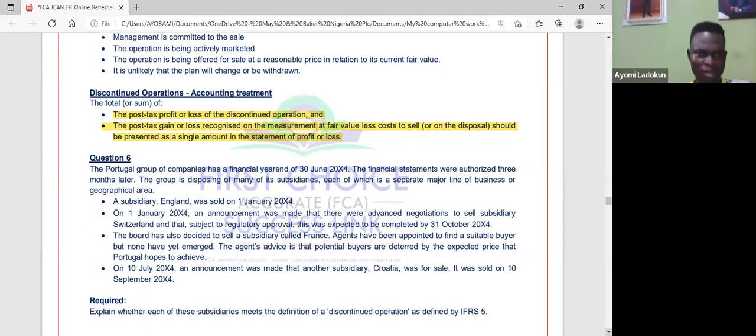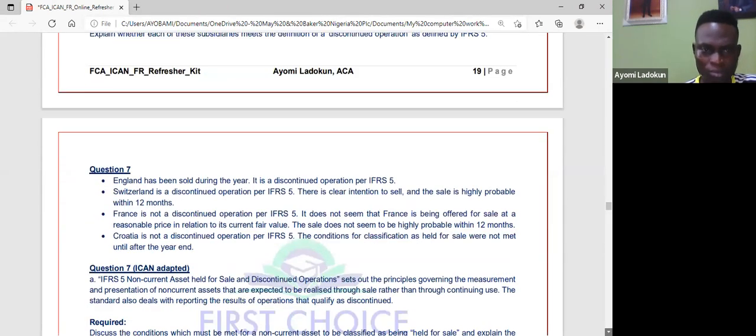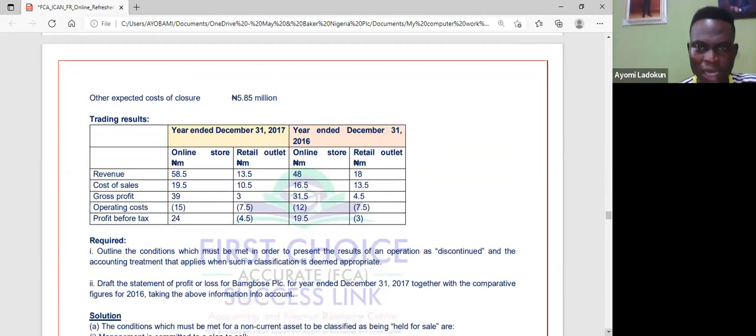So let's apply this. The post-tax profit or loss of the discontinued operation, and the post-tax gain or loss recognized on the measurement of fair value less cost of sale, must be presented as a single amount on the face of the account. So what do you do now? This is the question. This is the online store and the retail, for 2016. So when I'm preparing 2016, the retail outlet was still existing as at 2016.